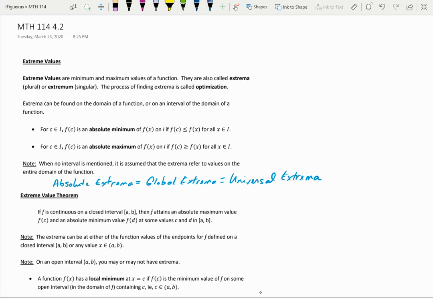There's a theorem associated with this. It's called the extreme value theorem. If f of x is continuous on a closed interval from a to b, then f obtains an absolute maximum value f of c and an absolute minimum value f of d on some interval, for some values c and d within that interval. So the extrema can be either the function values at the endpoints, meaning f of a or f of b, or some values in between.